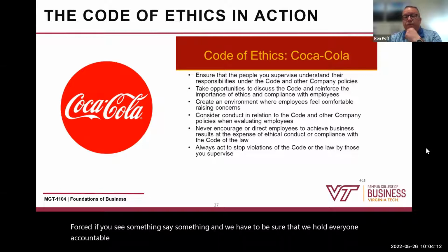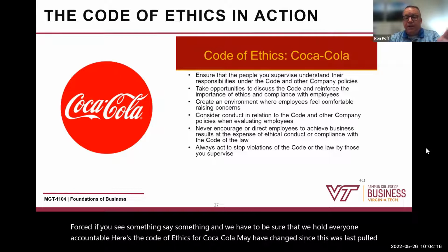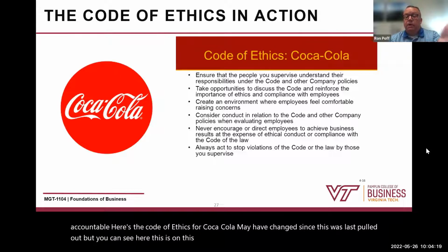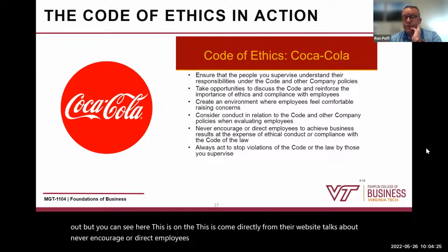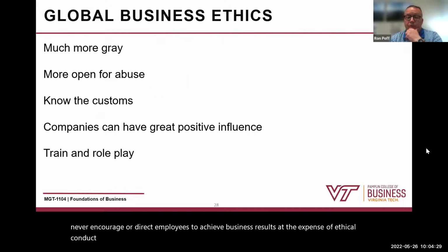Here's the code of ethics for Coca-Cola. It may have changed since this was last pulled, but you can see here, this has come directly from their website. It talks about never encouraging or directing employees to achieve business results at the expense of ethical conduct or compliance with the code of law.